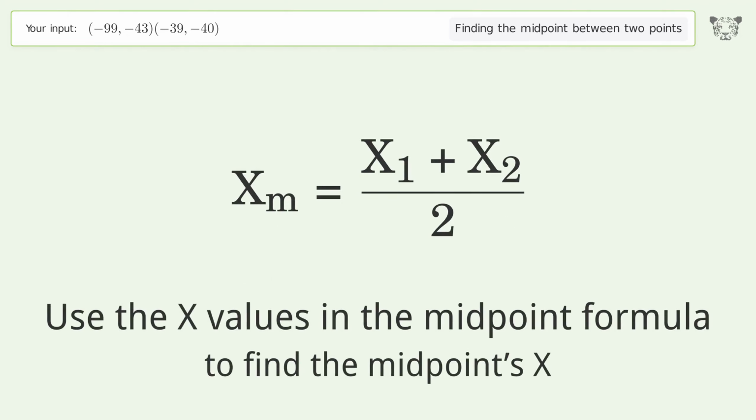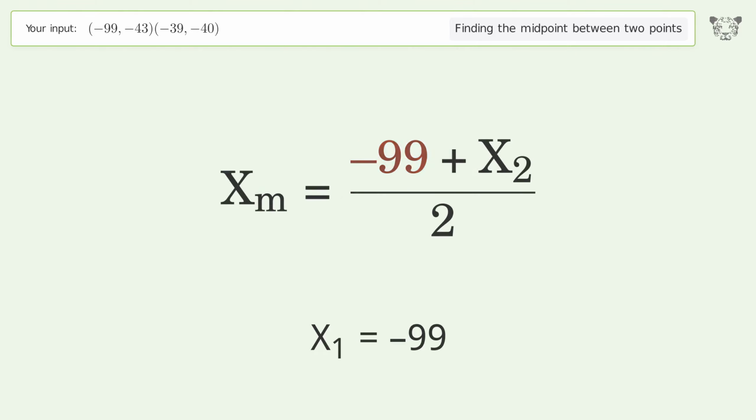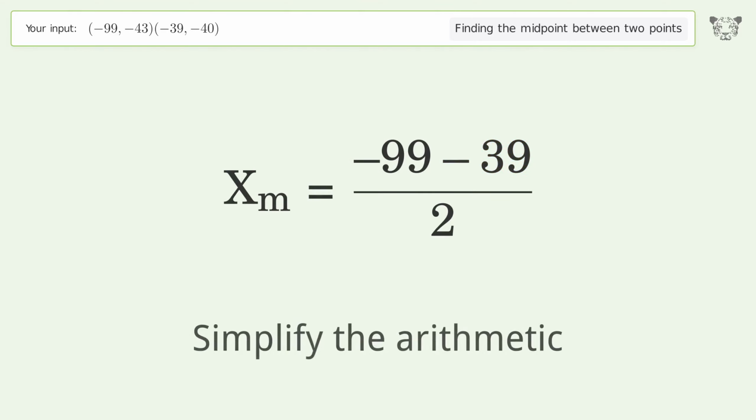Use the x values in the midpoint formula to find the midpoint's x. x1 equals -99. x2 equals -39. Simplify the arithmetic.